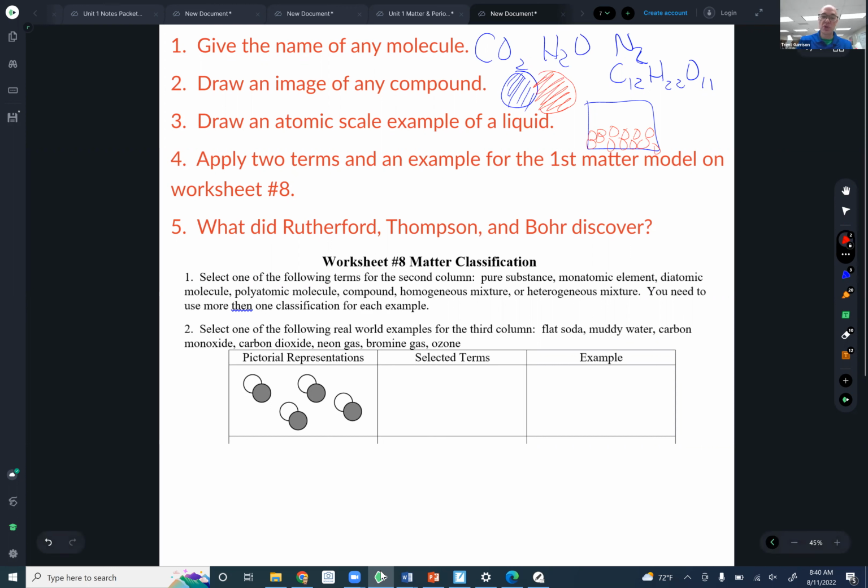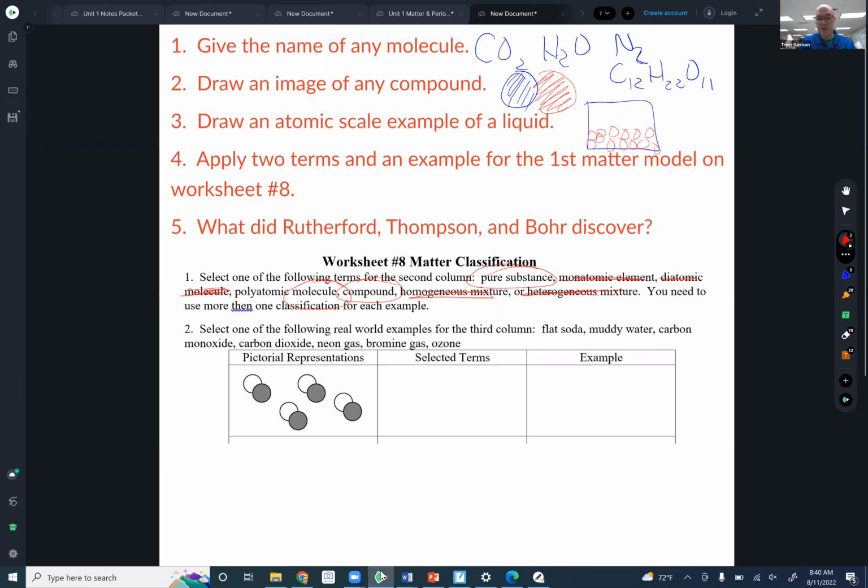All right, apply the 2 terms down below that would apply to that first image on worksheet number 8, and give me an example. I have all these terms here. If I am looking at this one, I know compound, I know molecule would apply. It is not a monatomic element. It is not a diatomic molecule because they're not the same. Is it a pure substance? Yes, it is, because all of the samples in that box are the same. Is it a homogeneous mixture? No, because there's not 2 different materials, so none of these mixture terms would apply.